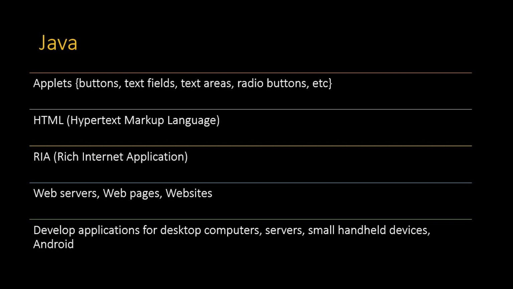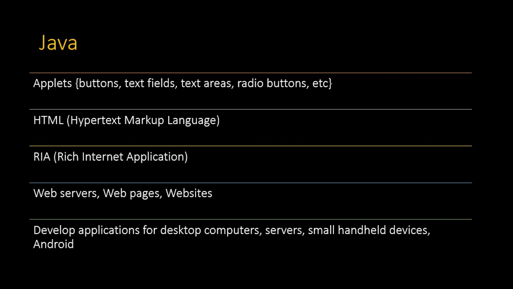Java is now very popular for developing applications on web servers. These applications process data, perform computations, and generate dynamic web pages. Many commercial websites are developed using Java on the backend. Java is a versatile programming language. You can use it to develop applications for desktop computers, servers, and small handheld devices. The software for Android cell phones is developed using Java.